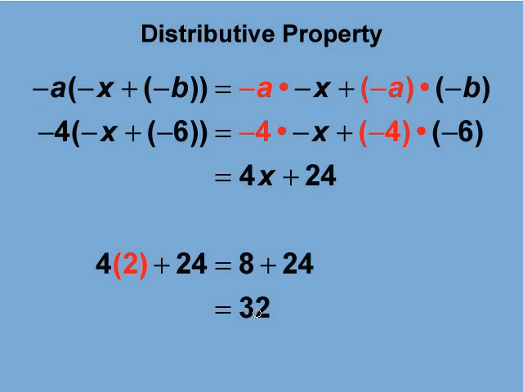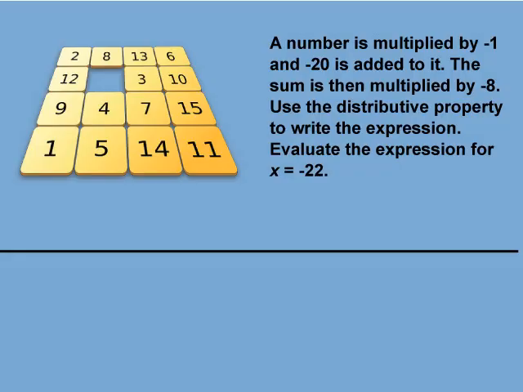Let's look at another example. A number is multiplied by -1 and -20 is added to it. The sum is then multiplied by -8. Use the distributive property to write the expression. Evaluate the expression for x equals -22. This is an example of converting words into an algebraic expression.